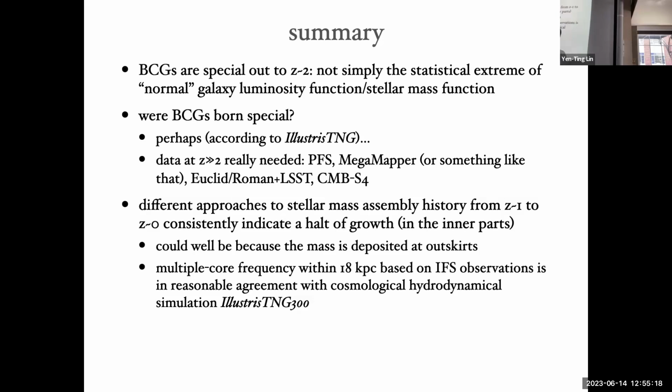And then I have shown that the stellar mass growth history from imaging surveys seems to be in disagreement with theoretical models, but by measuring the multiple core frequency for a big sample of local BCGs, we think that we have a better understanding of how BCGs assemble their mass. So I'll stop here. Thank you very much.